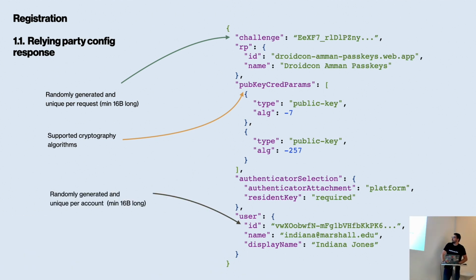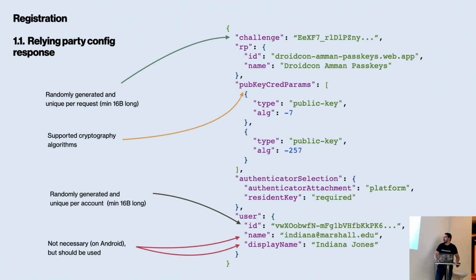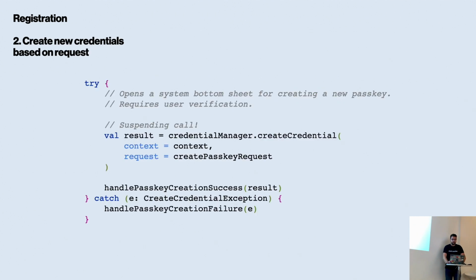Thirdly, we have the user ID, again randomly generated, and of course we have some kind of a name and display name. In my case, that was my name and the account that's being shown on the bottom sheet. By specification, these last ones are not necessary, but just because of a better user experience, these are the ones that are going to be showing when you open the bottom sheet.